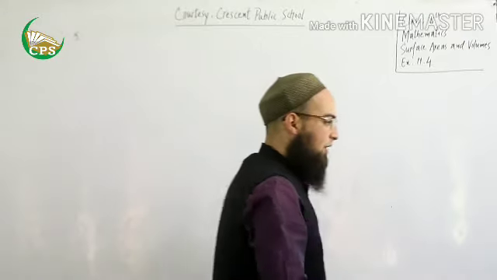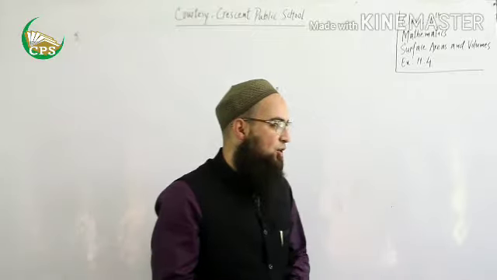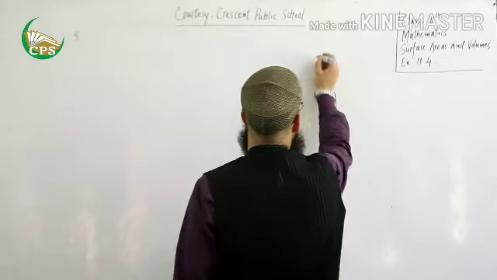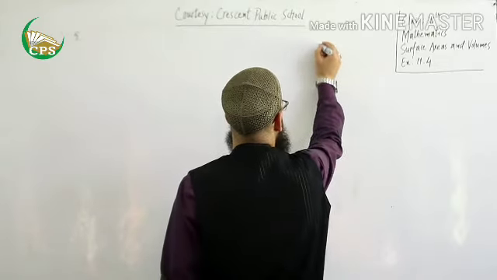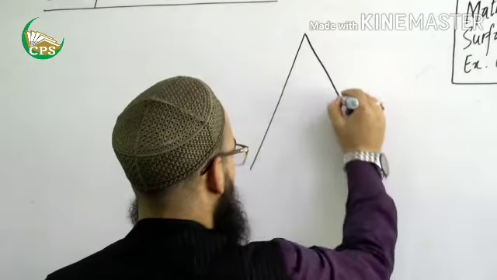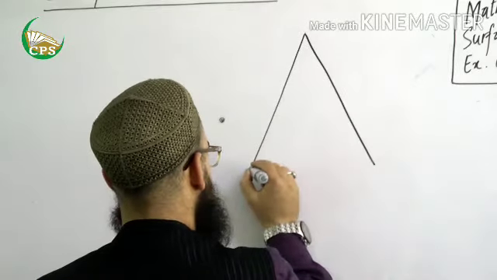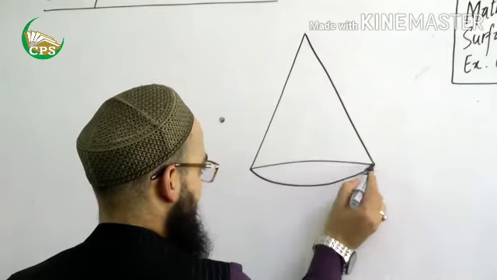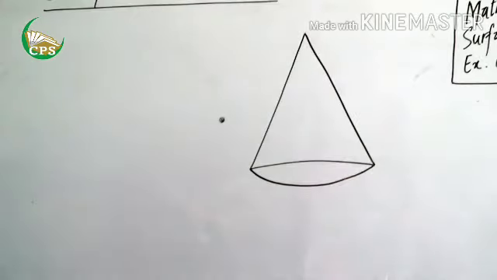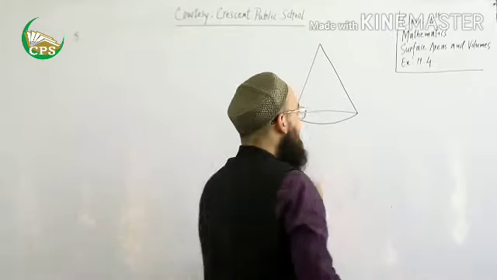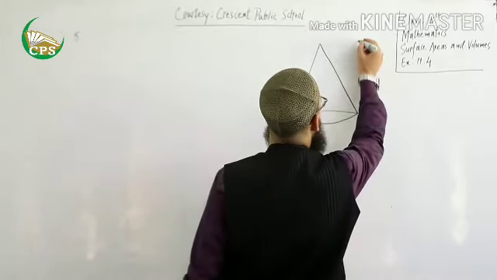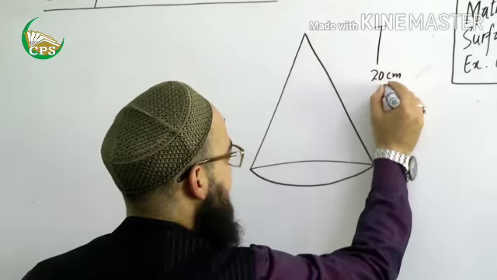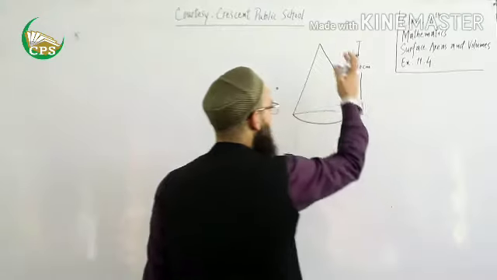Now let us have question number 5. Question number 5 says a metallic right circular cone 20 centimeter high. We have a metallic right circular cone. Metallic right circular cone 20 centimeter high. The height of this cone is 20 centimeter. This is the height.